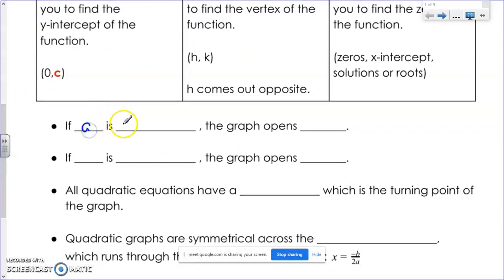If A is positive, the graph is going to open up. If A is negative, the graph will open down. Now that's something you can easily check your work with. Okay, you look at that first term and you say, oh, it's negative. Is my graph going down? All quadratic equations have a blank, which is the turning point of the graph. Vertex. Very good. Y'all are learning.